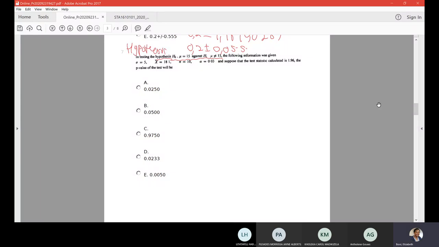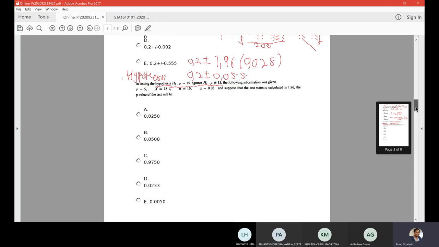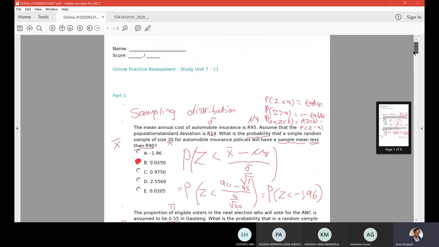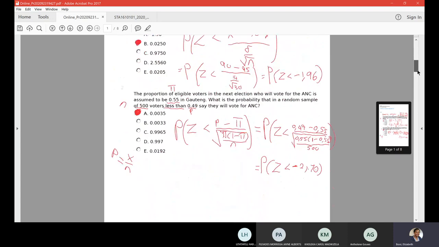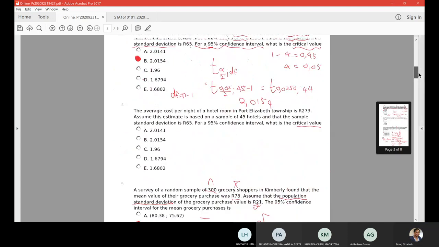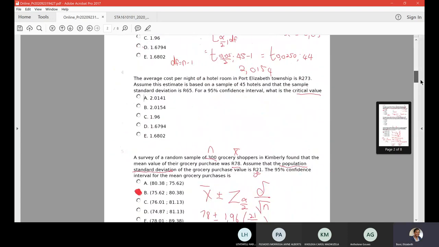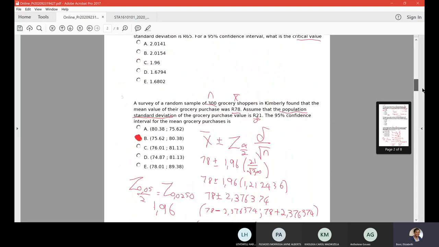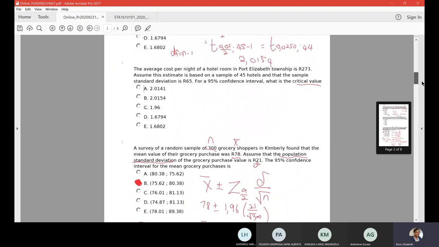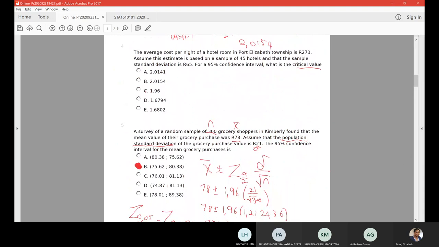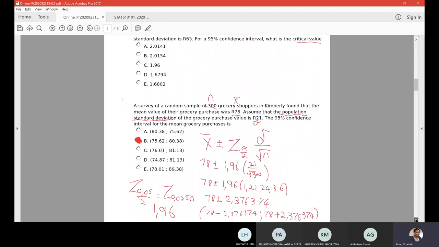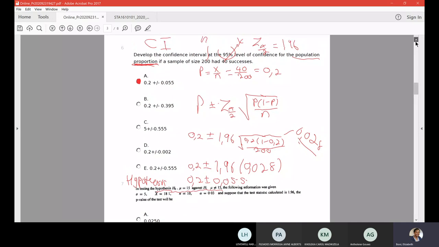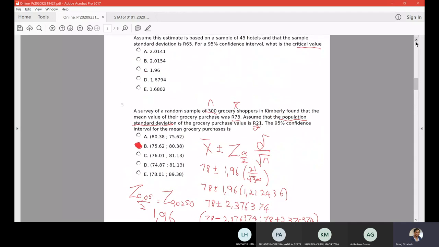Before we move to the hypothesis, if I can go back one up to show you. For the sampling distribution, we had two questions, except for the other one, which was an error. And for confidence intervals, we had three questions. So we have one, two, three. Yes, we had three questions for confidence interval.